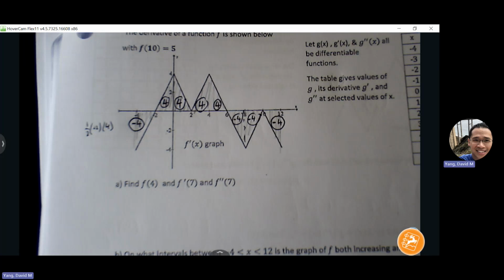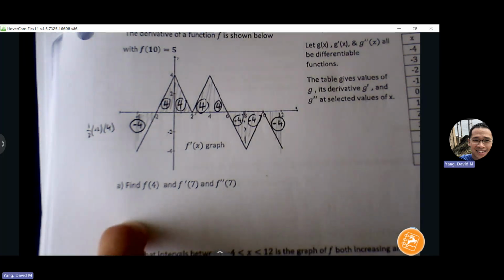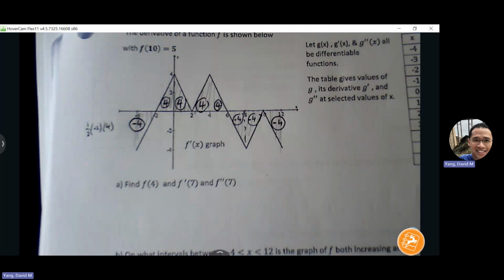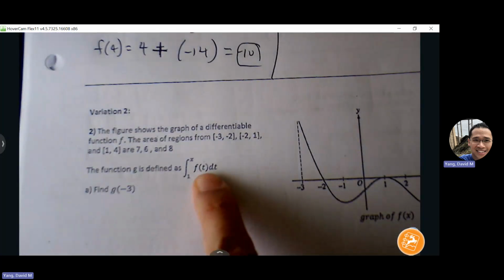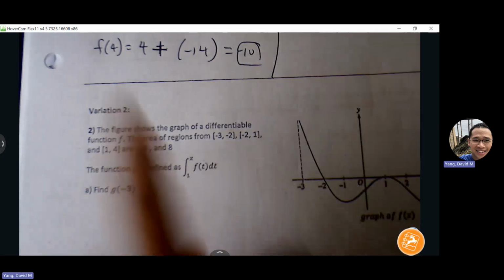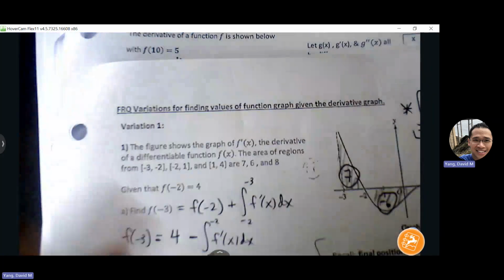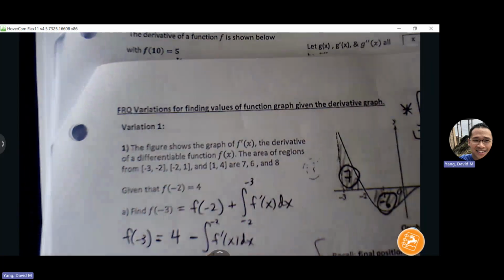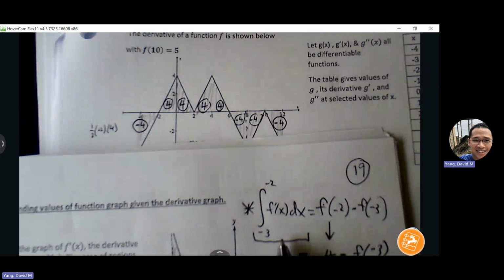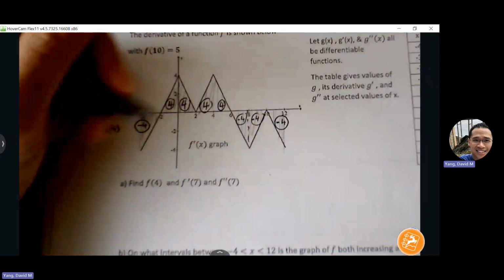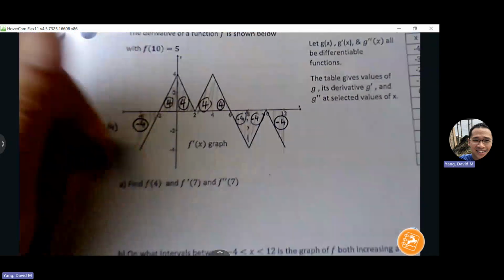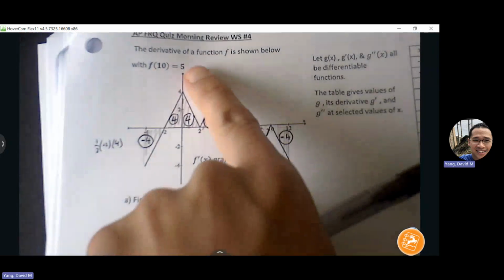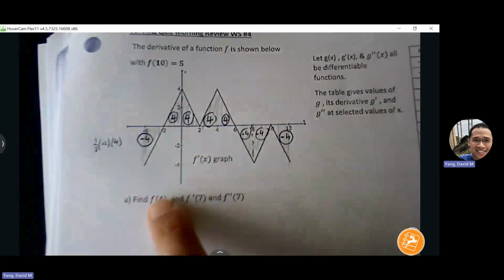All right, part A says find f of 4. We talked about last time how if you're given a derivative graph, sometimes an explicit definition is given to you. If that's the case, you can just plug in. But if an explicit is not given to you, then we got to go through final equals initial plus displacement, or you can just do the integral. You just do first theorem and then find the missing piece. So I don't have an explicit formula. I have to rely on initial plus displacement.